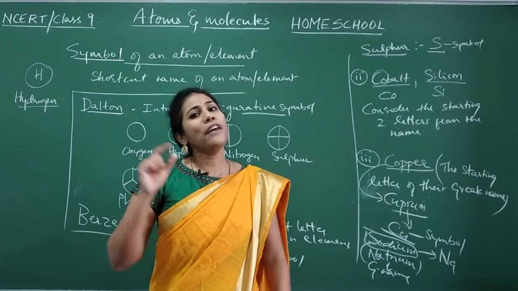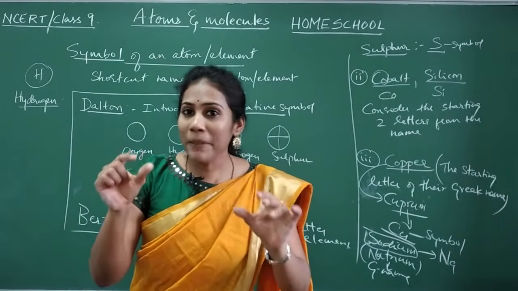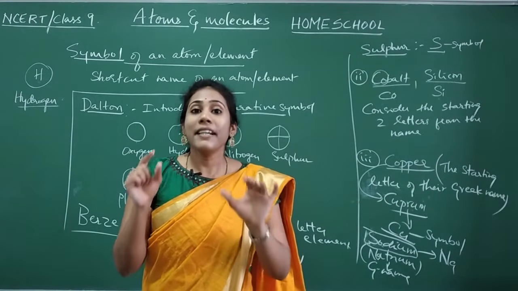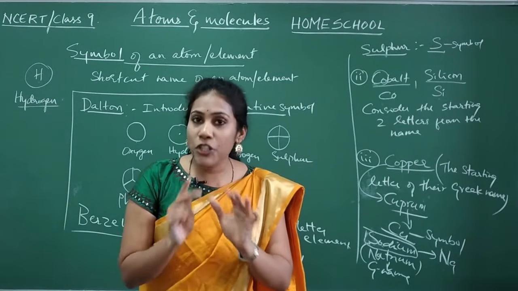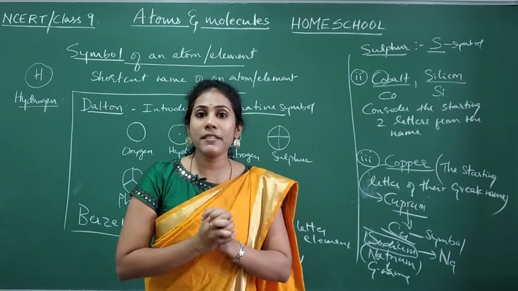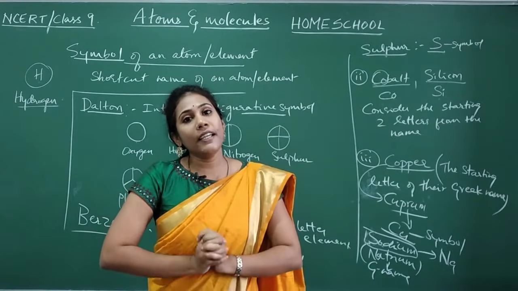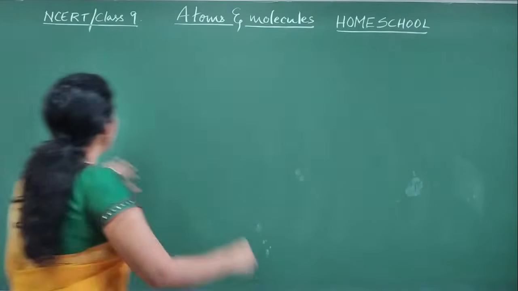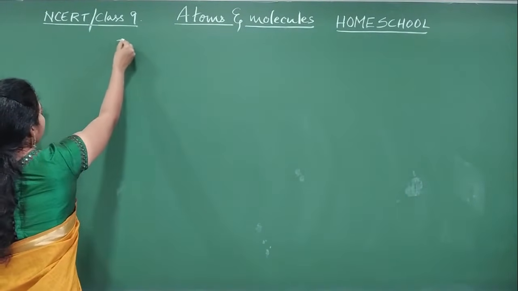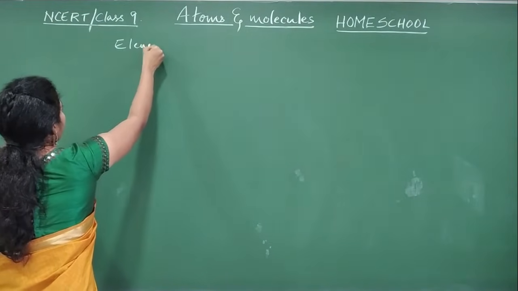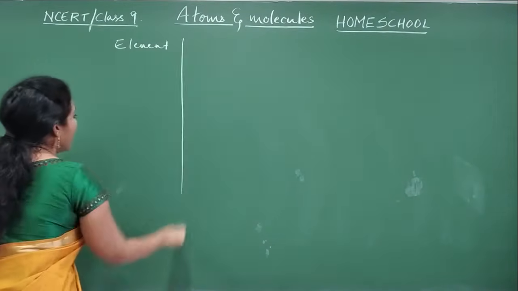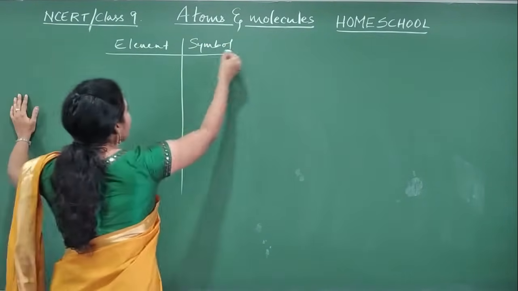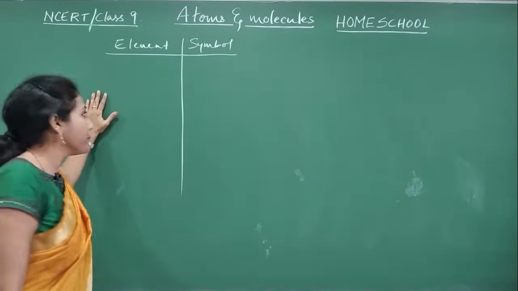Now you have to remember symbols of some important elements that you will come across in your syllabus. Certain symbols are very much essential to remember, about some elements which we use in everyday life or which we commonly use during the study of chemistry. So the very important elements, let me make two columns here, element and symbol. You have to write all this in your book and learn it. This is very much essential.